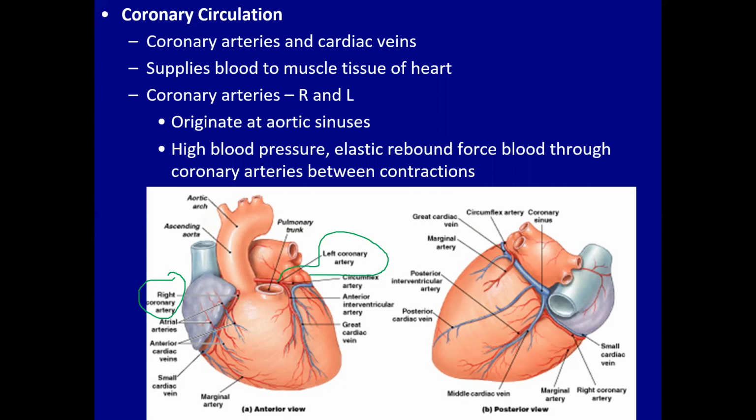So both of these originate at the aortic sinus. Remember I showed you, you have semilunar valves in here, and those semilunar valves have the aortic sinus in relation to their location. So because we have contraction of the left ventricle, this is going to force blood out, and it also forces blood into the right and left coronary artery that have multiple branches that will feed different areas of the heart.